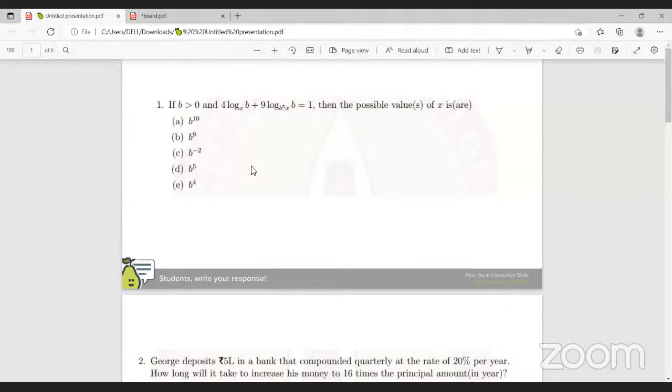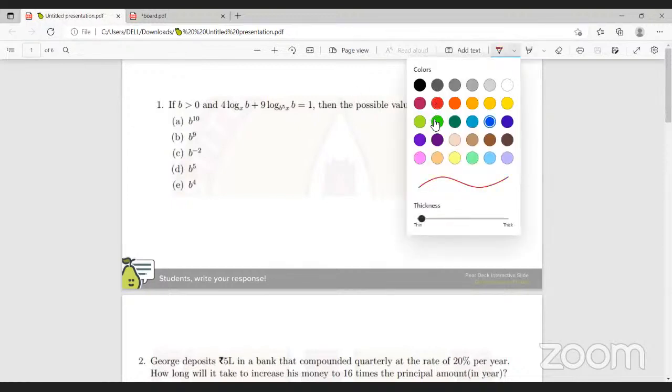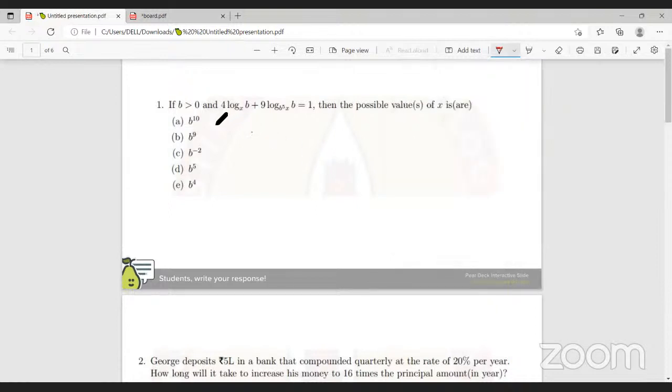Are you able to see this question, right? Okay, so those are answered. Can you tell me your approach? Yes, sir. First we use the base change property, sir. So 4 upon log x base b, plus 9 upon log base b of b to the power 5x. And b to the power 5x, log base b of that, equals 1.